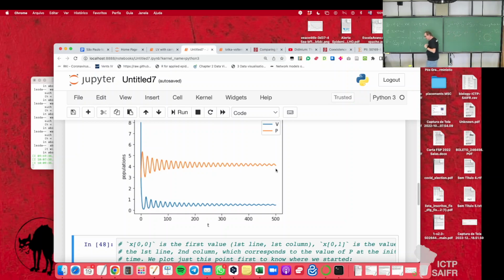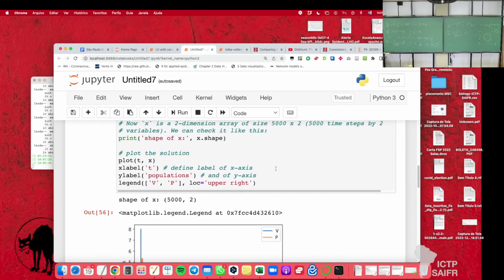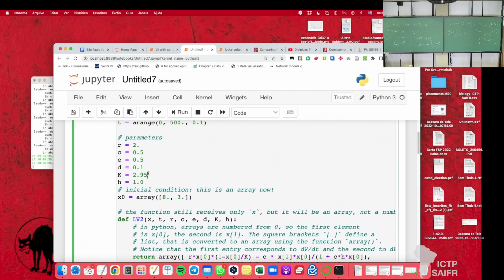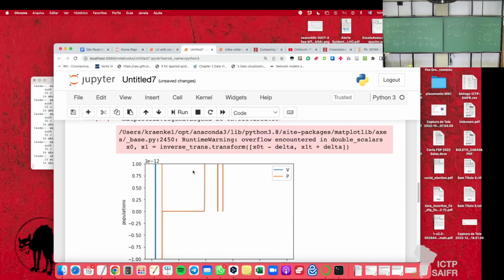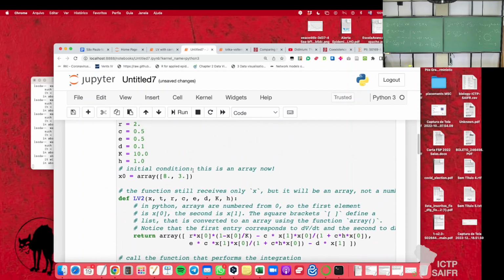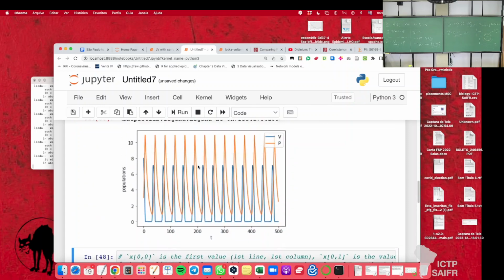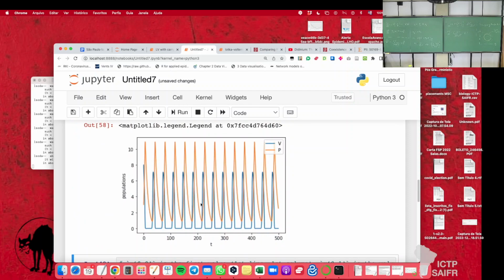But now let us look at large values of k. We know that with 4 we have a good oscillation, and so on. But now let us look, if instead of 4, I just put 10 here, and run it. Numerical errors. Okay, let's put 8 and hope. Oscillations that are now sharper.